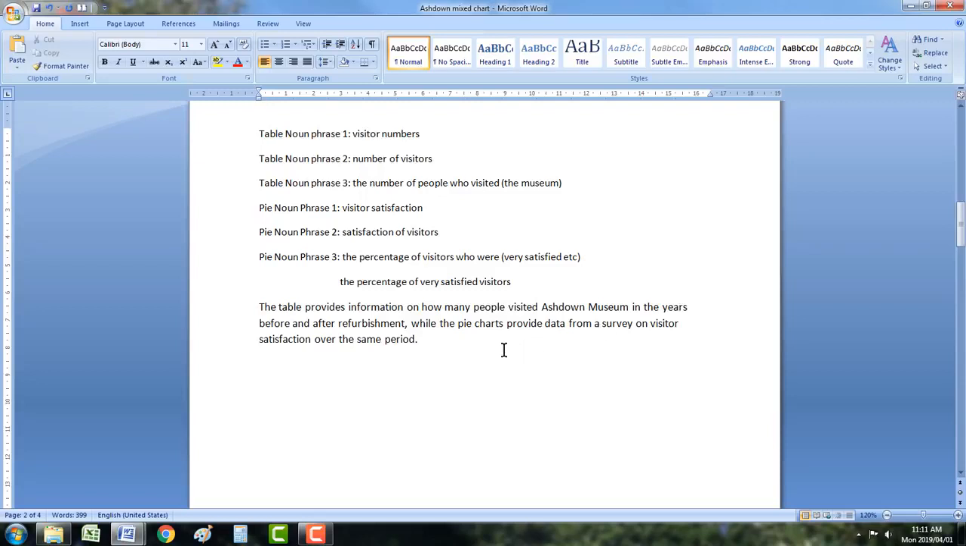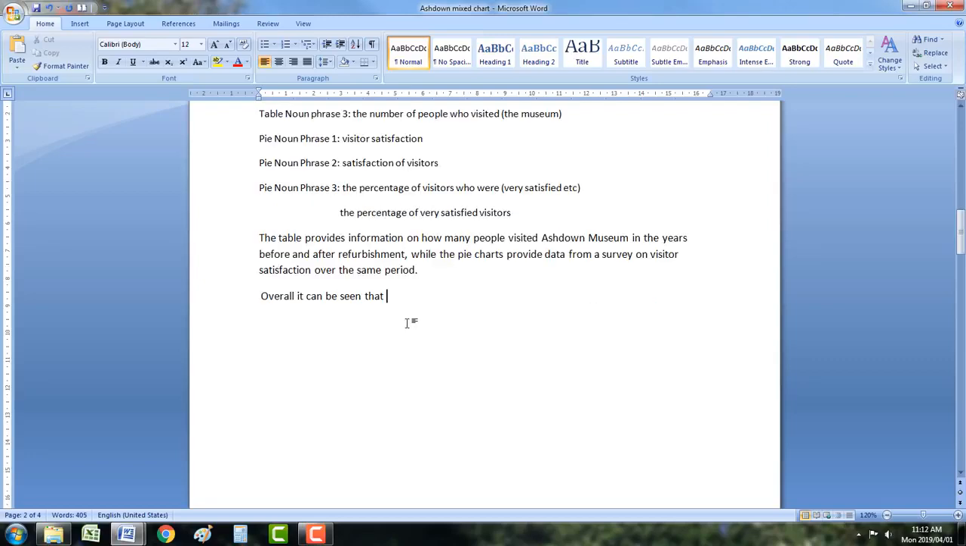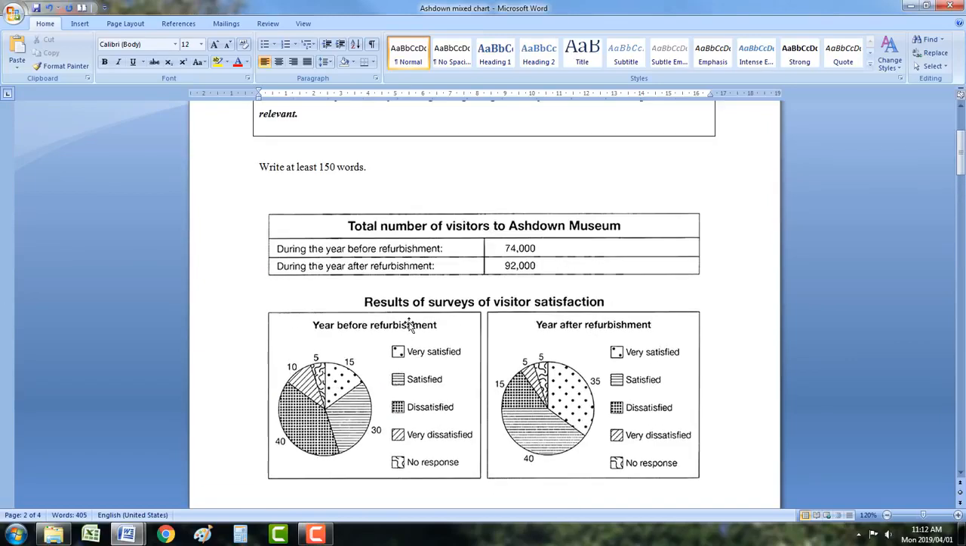Great. Now, overviews. Overall, it can be seen that. And then we're going to choose, well, let's just look at our table. Very simple table, just 2 numbers. Well, let's just check this. So there's 1 number, 2 numbers, and then 1, 2, 3, 4, 5, 6, 7, 8, 9, 10. So over everything is 12 numbers. That's the most common number of numbers for these charts. So we're going to say all 12 numbers.